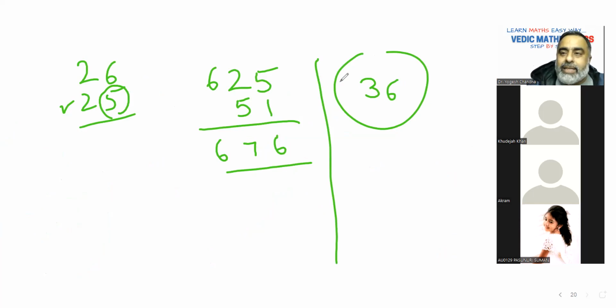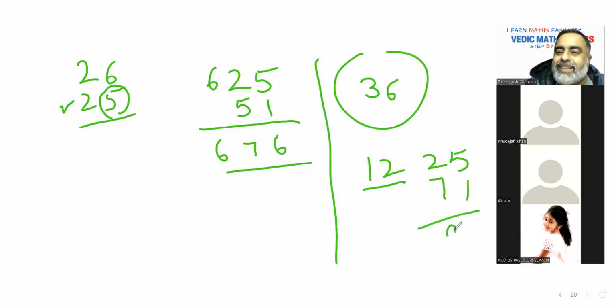35 square, that is 1225. 35 plus 1 is 36, so 1225 and then 1 times 2 is 12. Plus 25 plus 71. Because 35 doubled is 70, plus 1 is 71. 1296, sir. Look, the 12 remains common, and if we add 25 and 71, it becomes 96.